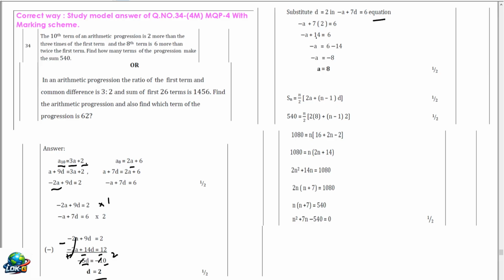7 twos are 14, minus a plus 14 is equal to 6, minus a is equal to 6 minus 14, minus a is equal to minus 8, a is equal to 8. For this you will get half marks. And what else are you asked?